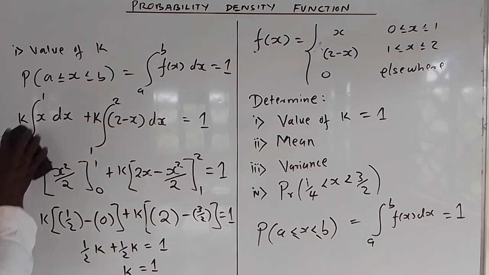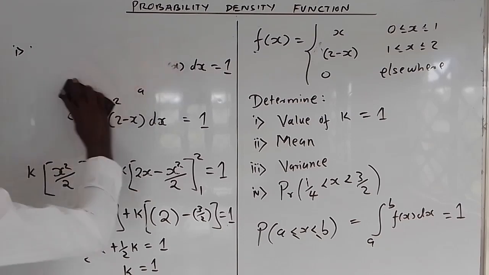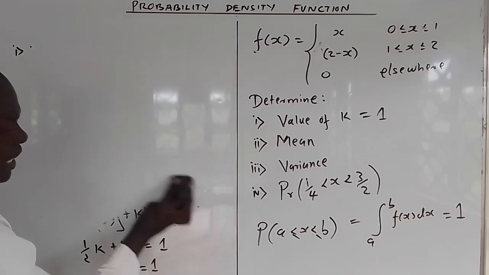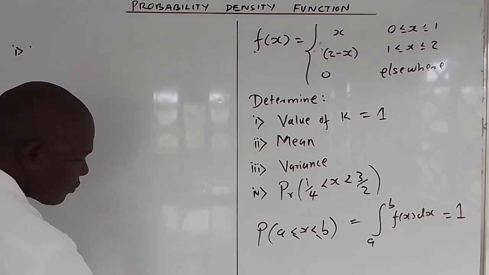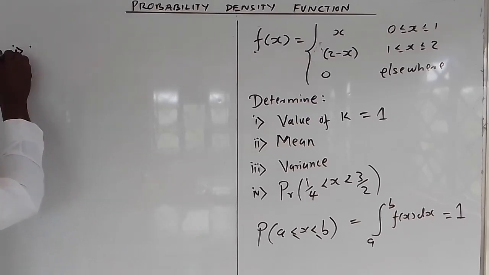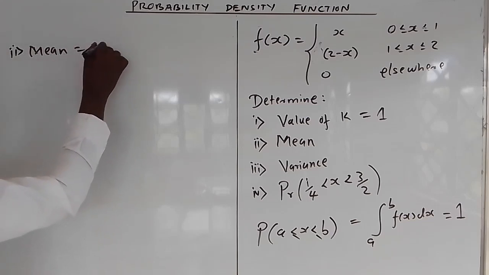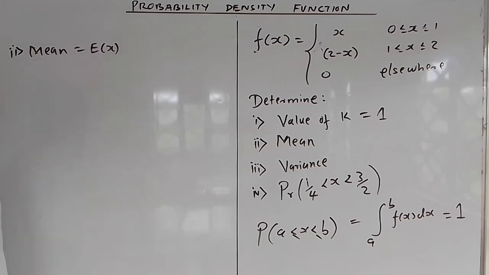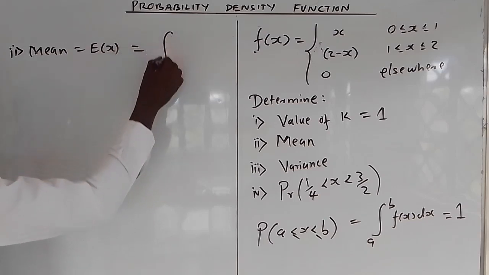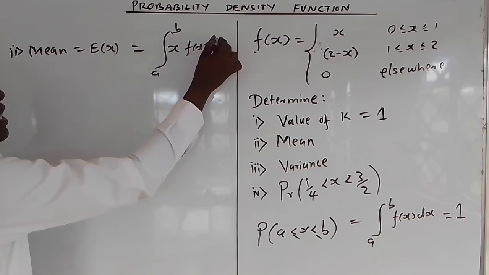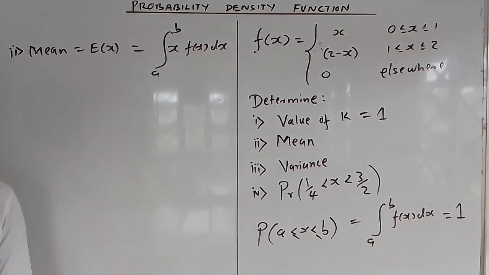What do they want in part 2? The mean. So in part 2, they now want you to determine the mean. So the mean, Roman 2, we said the mean is the expected value of x, isn't it? So it means for the mean you are integrating from a to b, x times f of x dx, isn't it? X times f of x. Are we together?